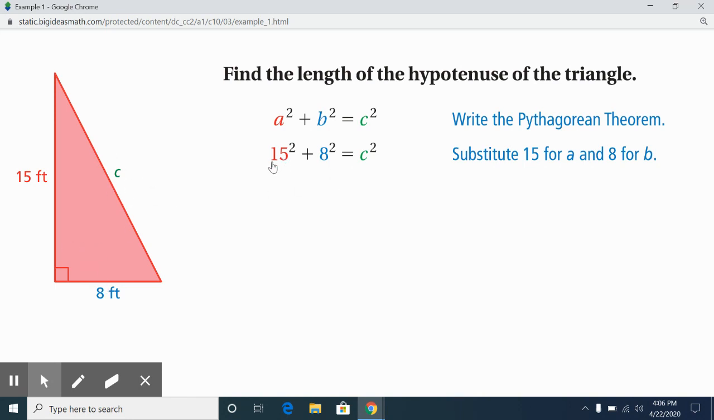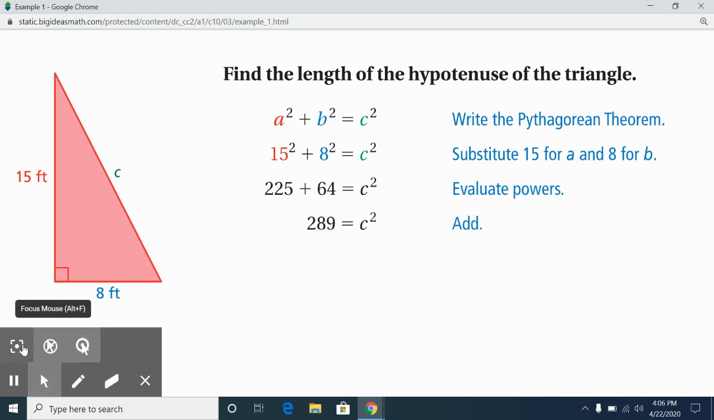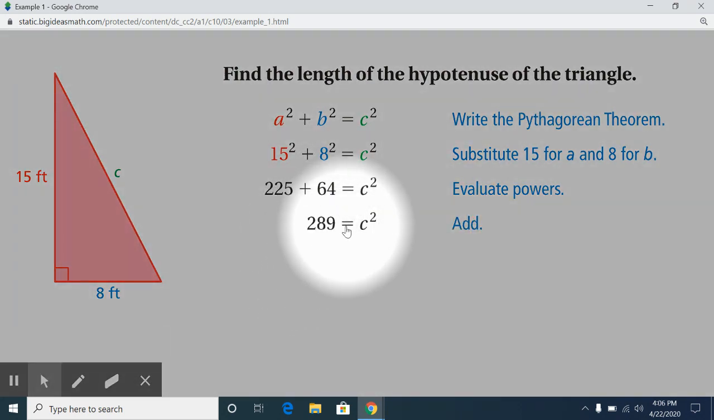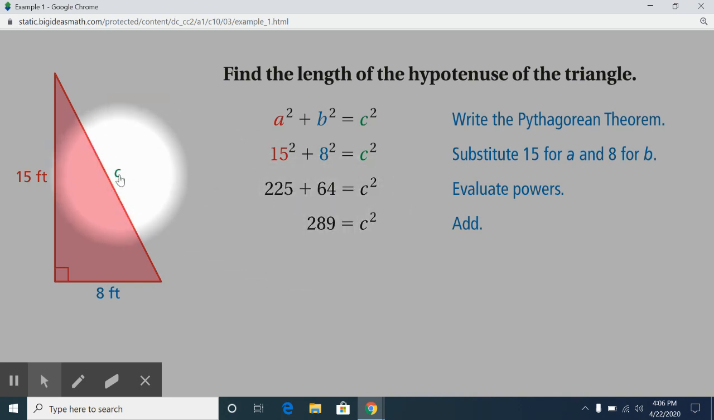All right, so let's just say the book called 15 our A value and 8 our B value. We plug them in. We now have to square those numbers. Okay, so 225 and 64 is what we get. And then we want to add them to get what C squared is. Okay, so now I'm left with this, right? But it's not asking me what C squared is. It's asking me what C is.